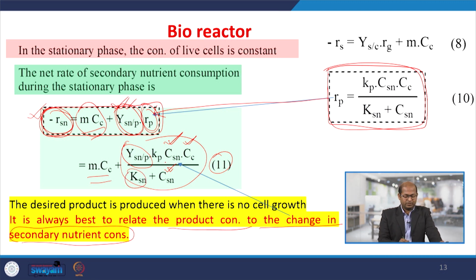And these are constants, the Monod constant, or K p also, that is also a constant, and C c is the cell concentration that we know, and M is the constant for cell maintenance. So, in these equations, if you know the secondary nutrient concentration and cell concentration, and the other components, then the rate of disappearance or consumption of the secondary nutrient for product formation in the stationary phase we can easily find out.